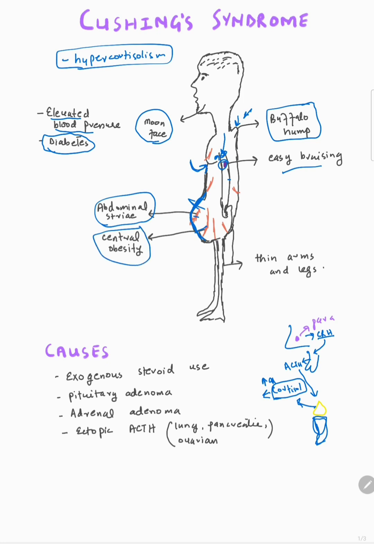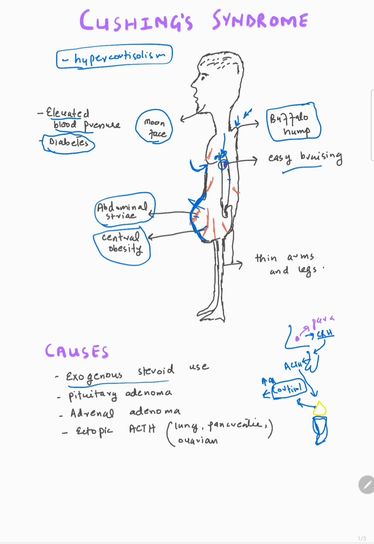Of Cushing syndrome. So it's really easy to recognize when you see a patient clinically. It's really easy to recognize Cushing syndrome. You can just look at the patient and you would know that it's most probably that the patient is suffering from Cushing syndrome. So now let's talk about causes of the Cushing syndrome.